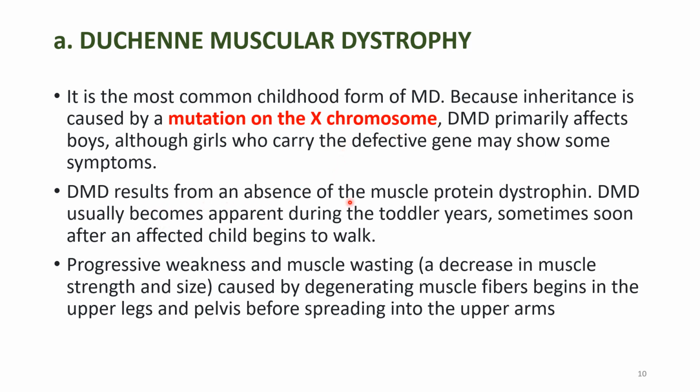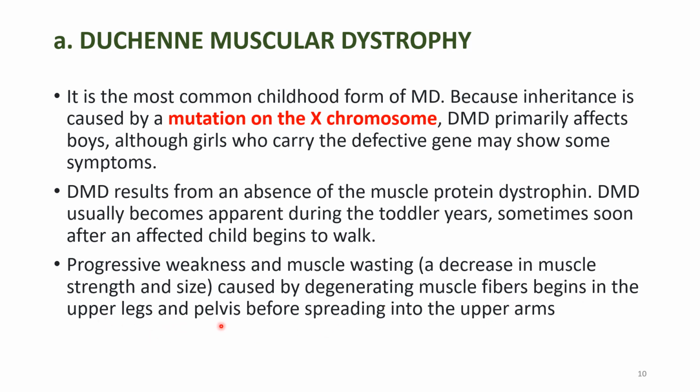DMD results from absence of the muscle protein dystrophin. So here what is not there? Dystrophin protein itself is not present. DMD usually becomes apparent during the toddler years, sometimes soon after an affected child begins to walk. So when the child begins to walk, we can notice the difference. There is a progressive weakness and muscle wasting. Wasting means decrease in muscle strength and size. So there is progressive weakness and muscle wasting caused by degenerating muscle fibers.